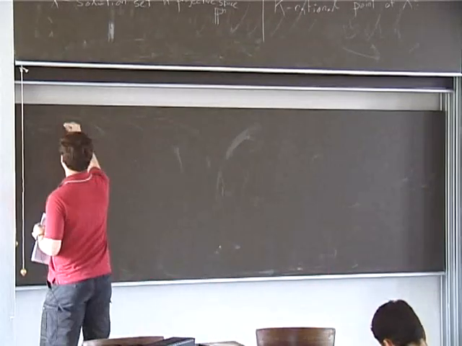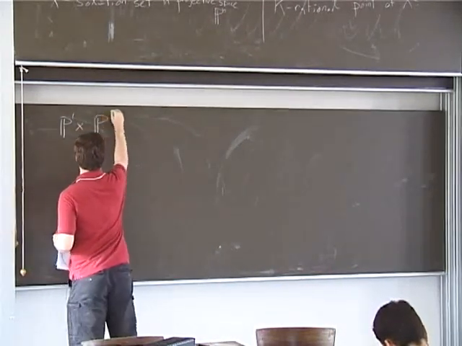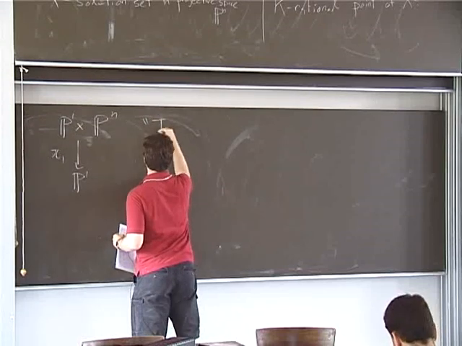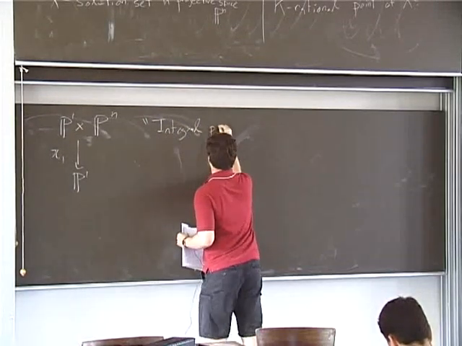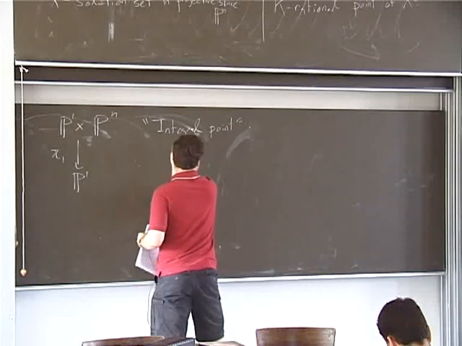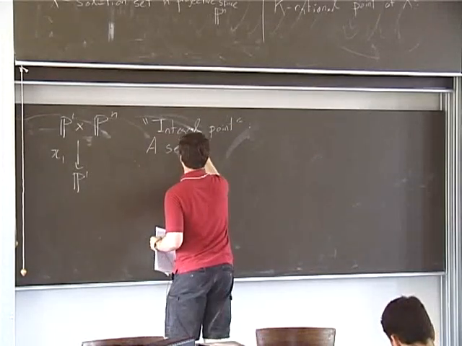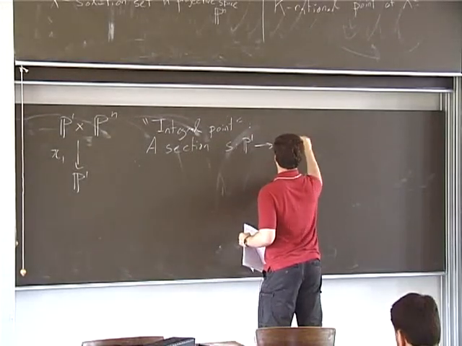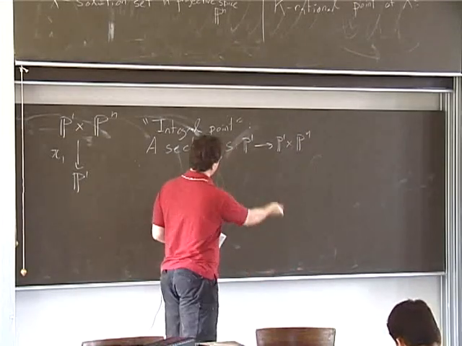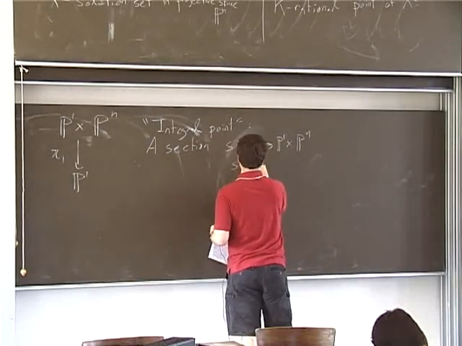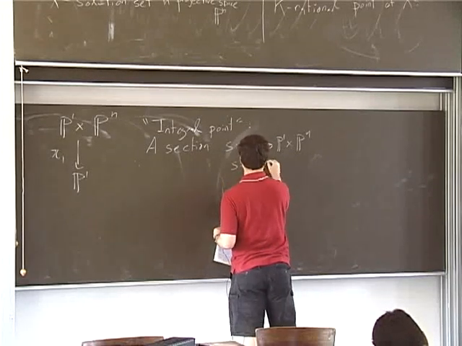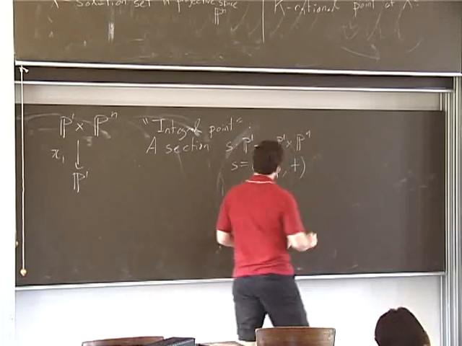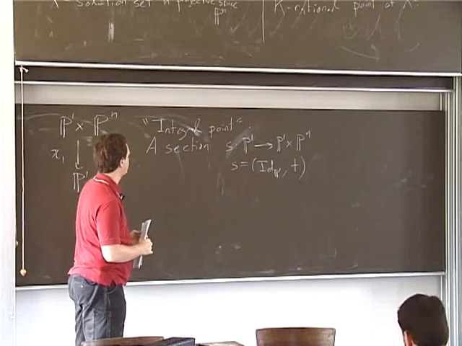So we have P1 cross Pn. We have just the projection onto P1. So an integral point is just a section, an algebraic section, of course. So it's a morphism. I can say that this is the first factor, but then the first factor has to be the identity. And then the second factor, let me call that T. And so really it's the same thing as a map from P1 to Pn.